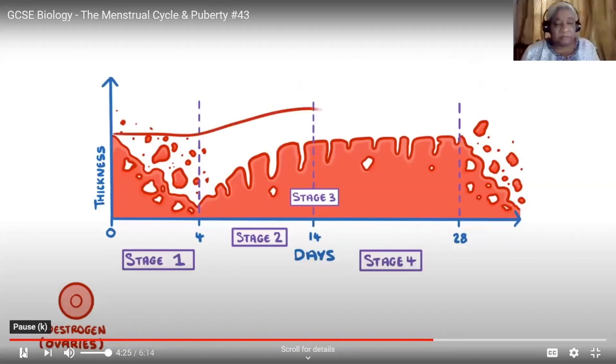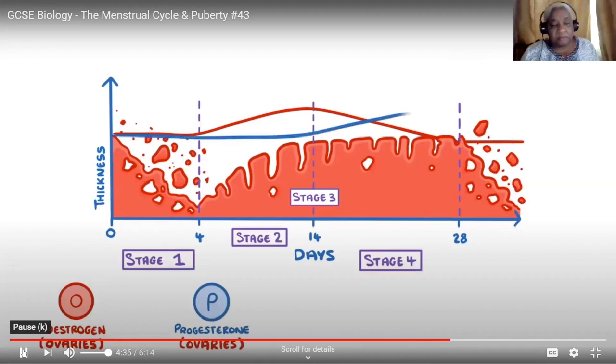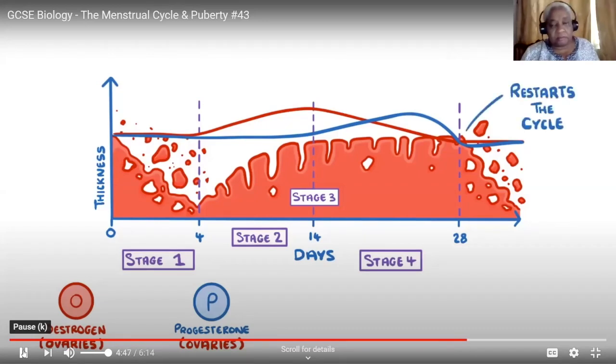So we see the level of estrogen increase in stage 2 as the uterus develops, and then fall once the lining is grown. Meanwhile, progesterone, which is also produced in the ovaries, increases in stage 4 and maintains the lining of the uterus. So if progesterone levels drop, then the uterus lining breaks down, and that's what restarts the cycle.